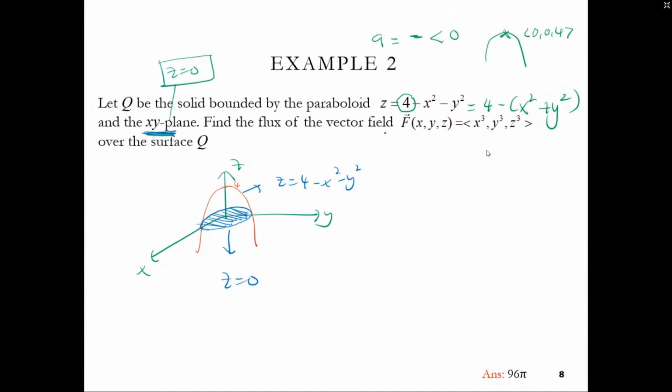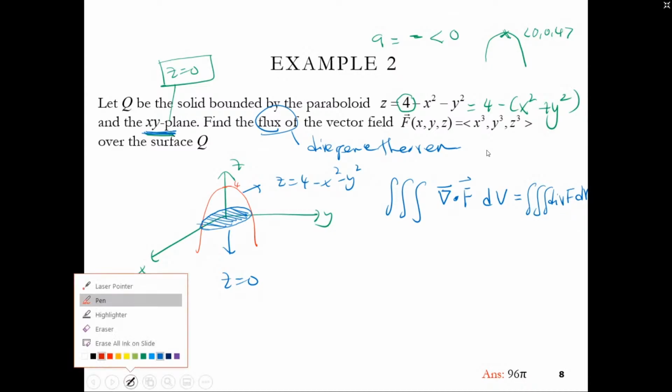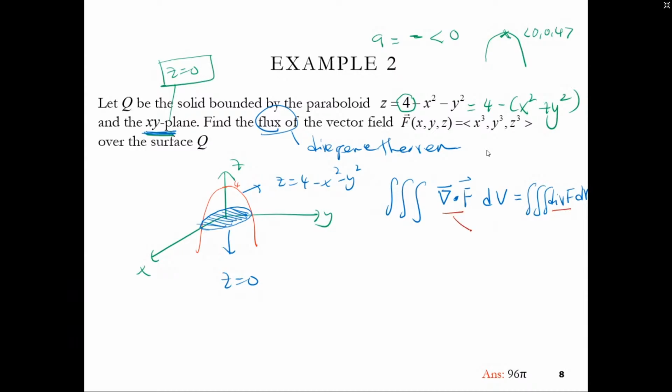So if you look here, now we want to find the flux. For the flux, you just need to apply the divergence theorem. And in the divergence theorem, what we have is a triple integral of the divergence of F, given by del dot F, integrated with respect to volume. So first we need to find this divergence F.